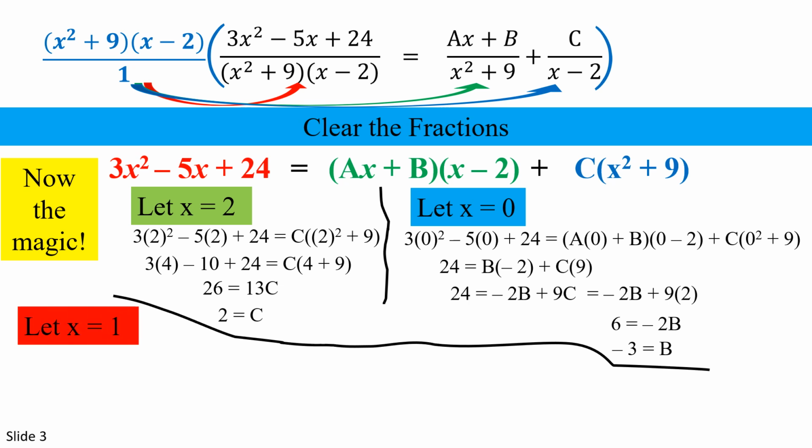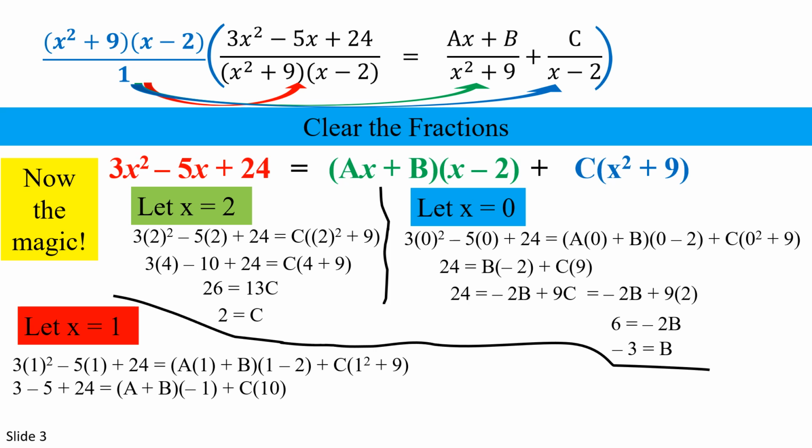So let's let x equal 1. Another easy one. Plugging in 1, 3 times 1 squared minus 5 times 1 plus 24 equals A times 1 plus B times 1 minus 2 plus C times 1 squared plus 9. So 3 minus 5 plus 24 on the left, A plus B times negative 1 plus C times 10. So we end up with 22 equals negative 1A minus B plus 10C.